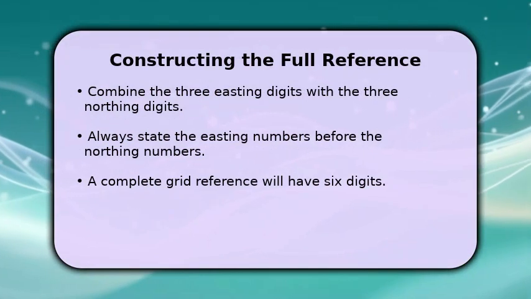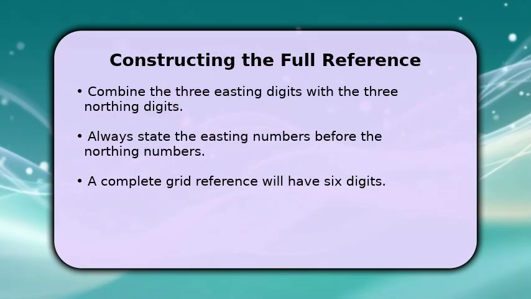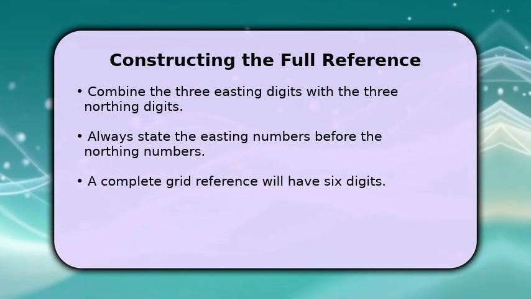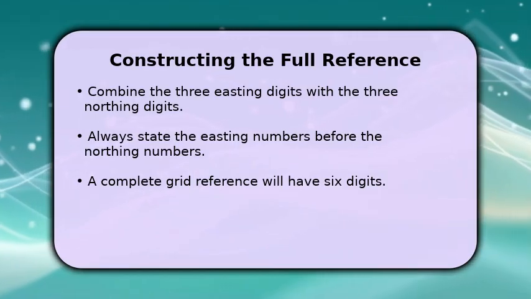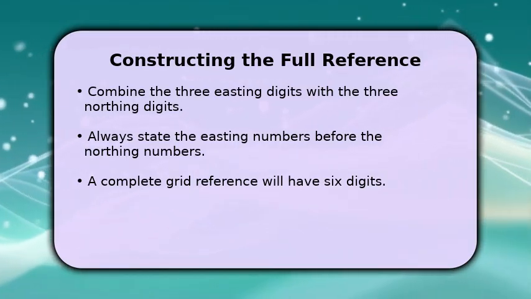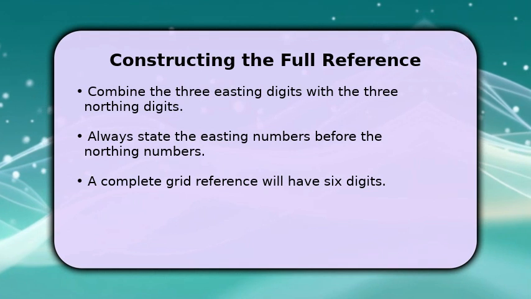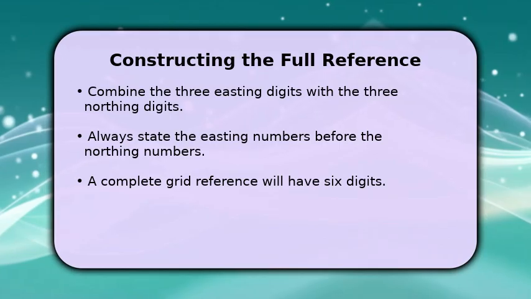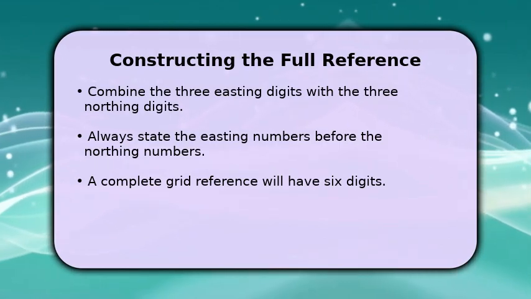Finally, to construct your full 6-figure grid reference, simply combine the 3 easting digits you found with the 3 northing digits. Remember, it's crucial to always state the easting numbers first, followed by the northing numbers. For example, if your easting was 1, 2, 3 and your northing was 4, 5, 6, your full reference would be 1, 2, 3, 4, 5, 6.